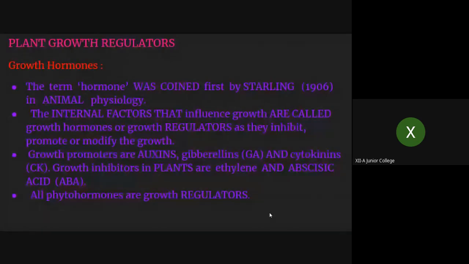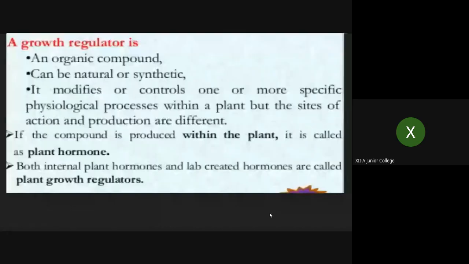The second category is called inhibitors. So growth promoters and growth inhibitors. What is a plant growth regulator? It's an organic compound and can be natural or synthetic. It modifies or controls one or more specific physiological processes within a plant, but the sites of action and production are different. It might be the same or different, depending on the type of growth regulator.